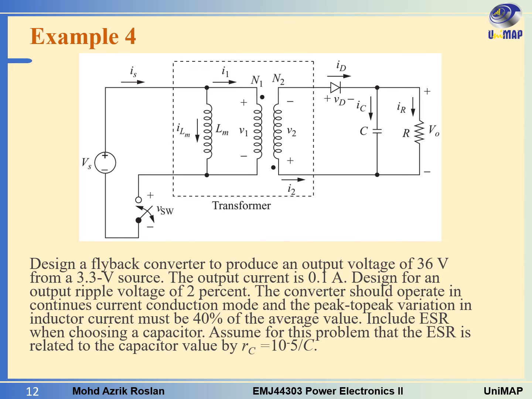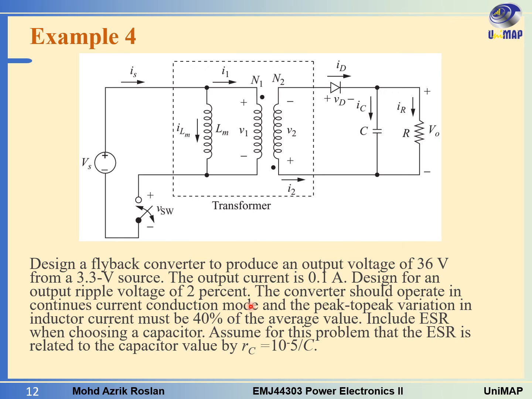Design a flyback converter to produce an output voltage of 36 volt from a 3.3 volt source. The output current is 0.1 ampere, and design for an output ripple voltage of 2%. When it says 2%, you have to ensure that your output voltage ripple is not more than 2%. So if you design less than this, it should be okay.